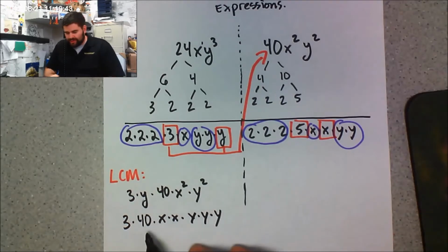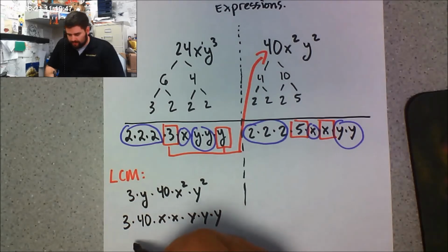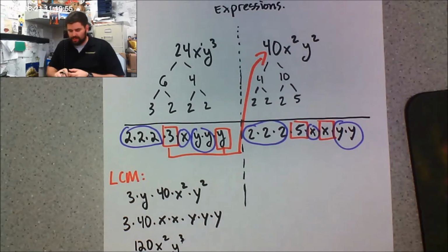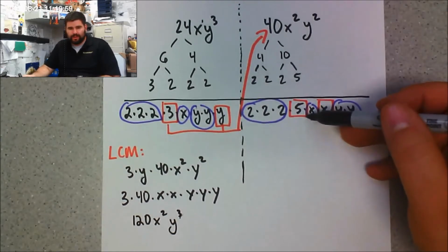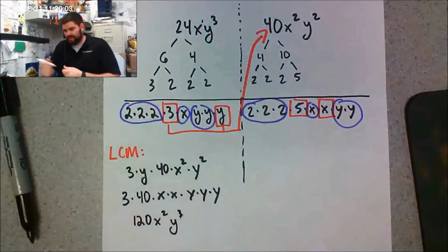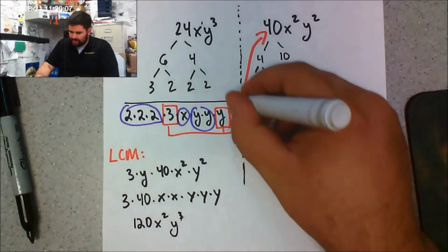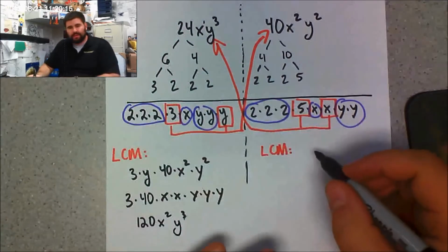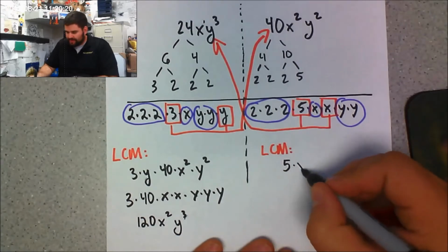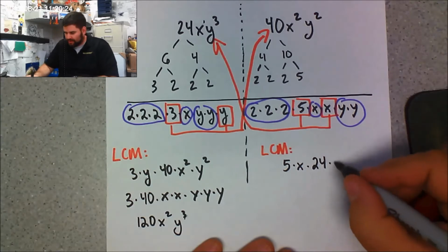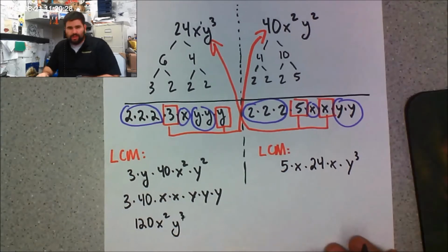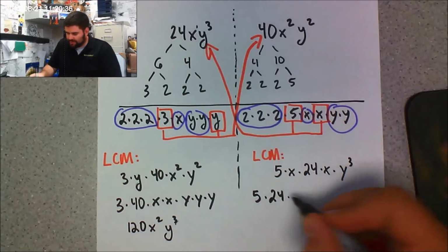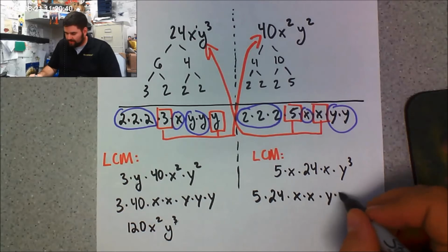So 3 times 40 is 120. Then I have 2 x's, so that's x squared, and 3 y's, y cubed. Now on this side, I would need to take 5 times x and multiply it over to the top. So I need to take this and multiply it over here times this number. So I have the LCM over here, and I would write 5 times x times 24 times x times y cubed. And if I wanted to rewrite it out in prime factorization, I would put 5 times 24 times x times x times y times y times y.